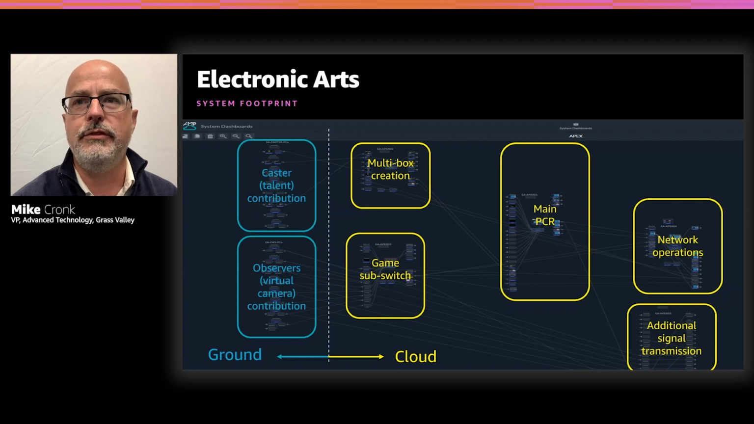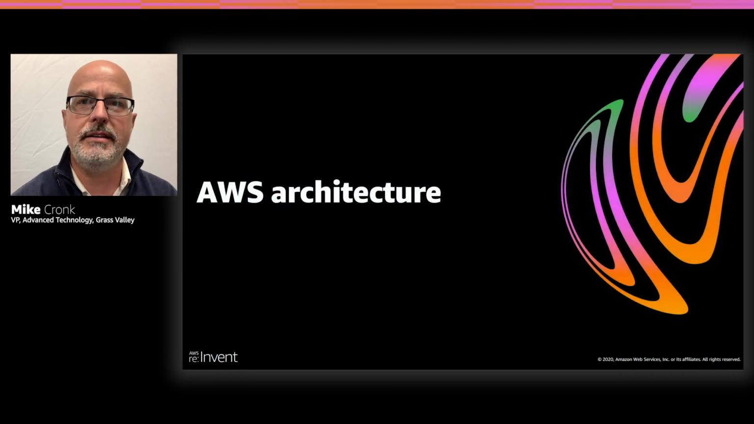So this really formulates the entirety of their solution that they can spin up and down at will and connect to really people's homes all over the world and to produce a coherent video broadcast. So what's the architecture behind this? How is this done on AWS?